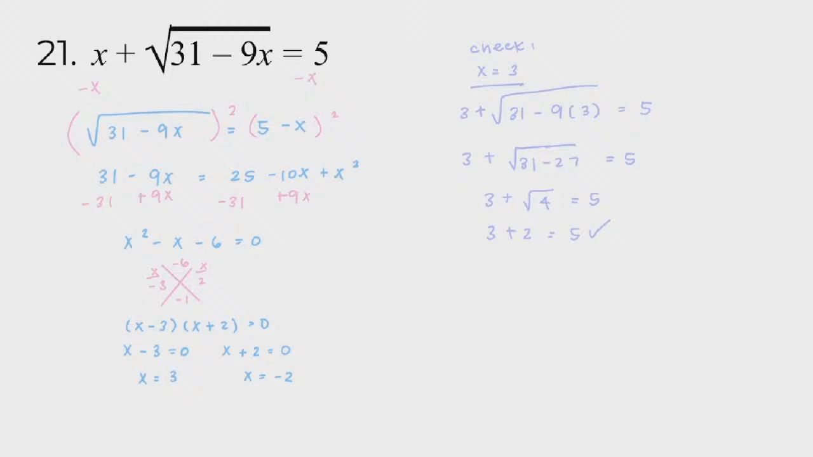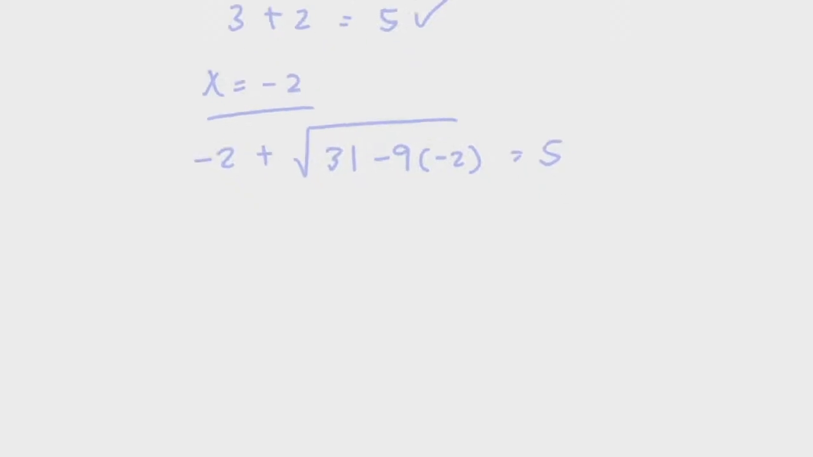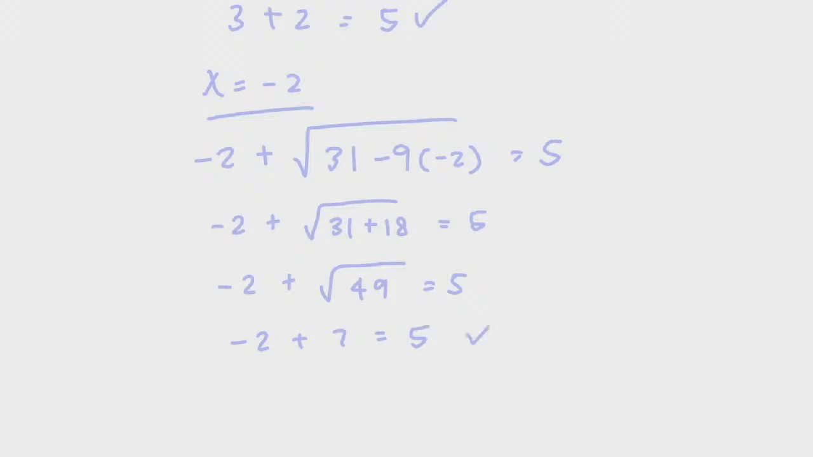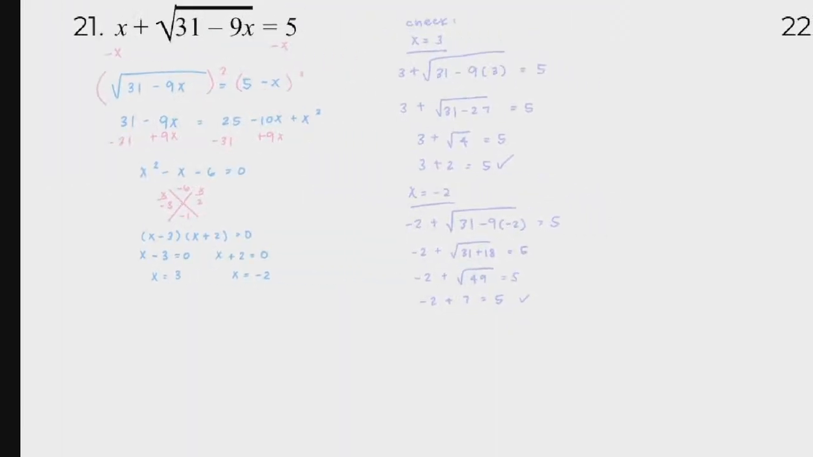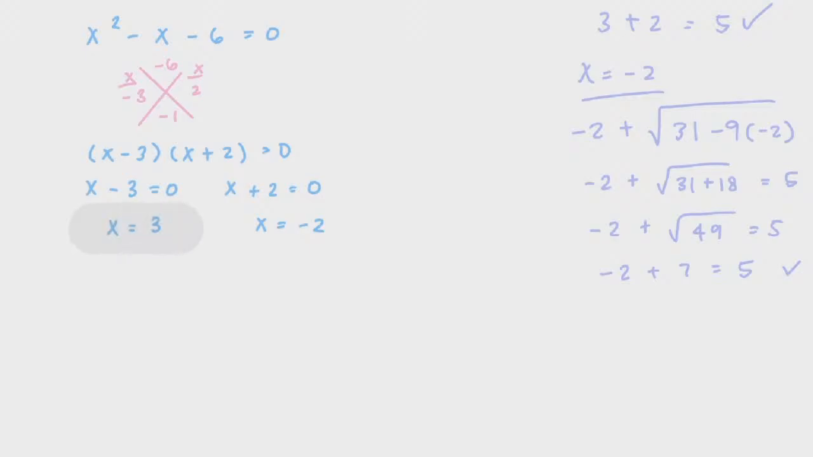Next, we want to plug in negative 2. So x equals negative 2. Negative 2 plus square root of 31 minus 9 times negative 2 equals 5. So we get negative 2 plus the square root of 31 plus 18 equals 5. Negative 2 plus the square root of 49 equals 5. And the square root of 49 is 7. So this is correct as well. So that means both answers work. So the answers are 3 and negative 2.